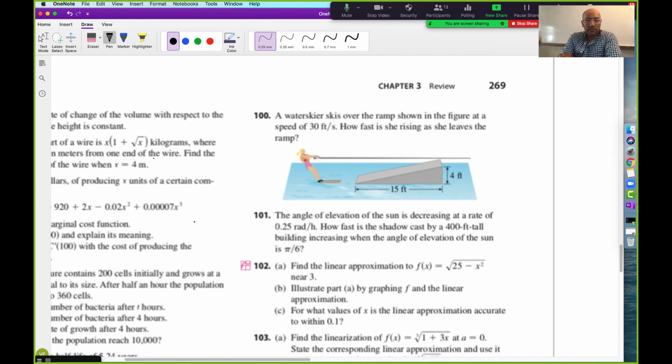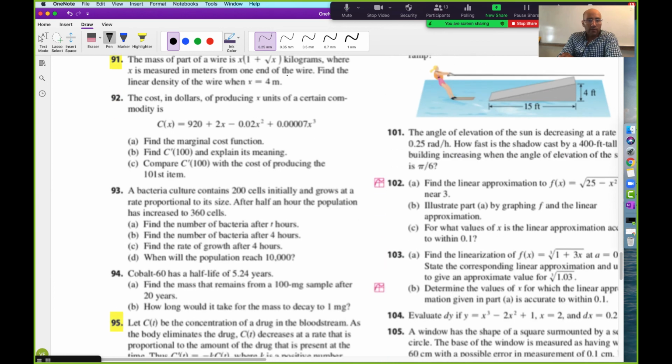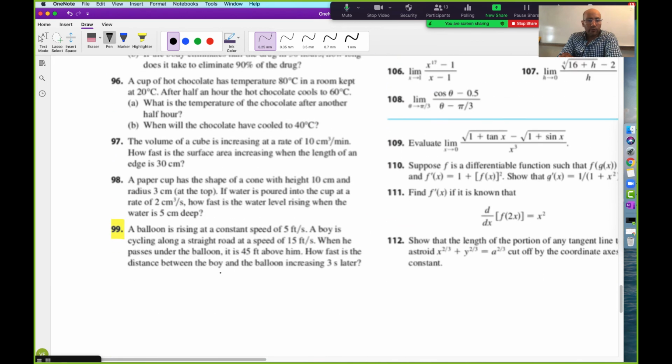So this is a nice classic example that will help you with this one. A balloon is rising at a constant speed of 5 feet per second. The boy is cycling along a straight road at a speed of 15 feet per second. When he passes under the balloon, it is 45 feet above him. How fast is the distance between the boy and the balloon increasing 3 seconds later?